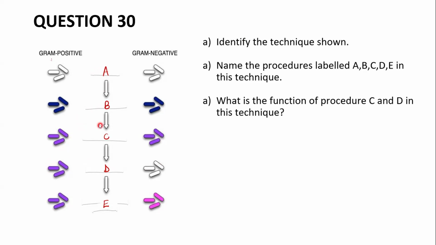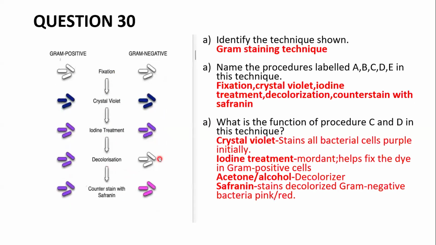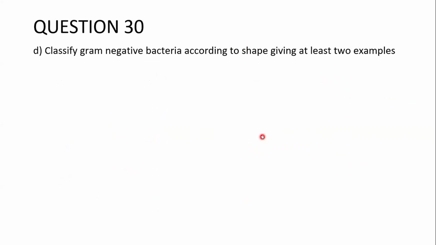So I've explained that. Please remember that. You can be asked to describe it. You can be asked the function of each stage, and I've made it very clear, unless there's a question. So here are the answers: fixation, crystal violet, iodine treatment, decolorization, counterstain. Then here are the functions of the procedures, okay?